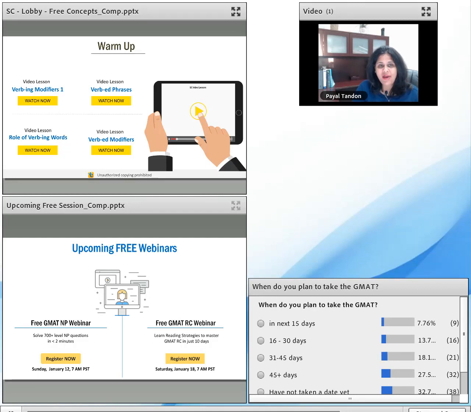We are going to talk about how you can ace sentence correction in order to get to that 90th percentile in sentence correction, so that you can get to the target score that you've been aiming for.